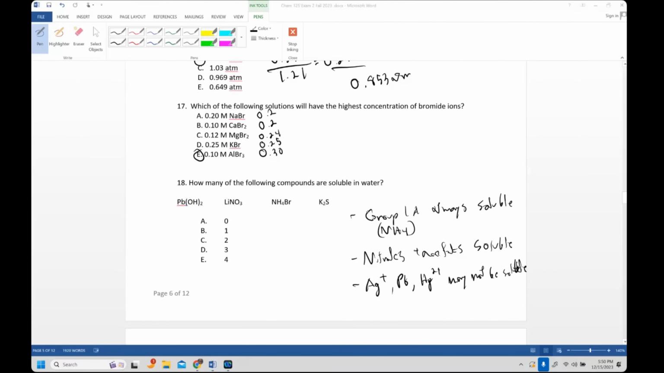Lithium nitrate, super soluble. Lithiums are always soluble. Nitrates are always soluble. So here we go. Lithium nitrate, always soluble. So that's 1 that's soluble in water. Ammonium, always soluble, right? So group 1As and also ammonium, always soluble. So another one that's soluble. Potassium, group 1A, soluble. So how many of the following compounds are soluble? 3.